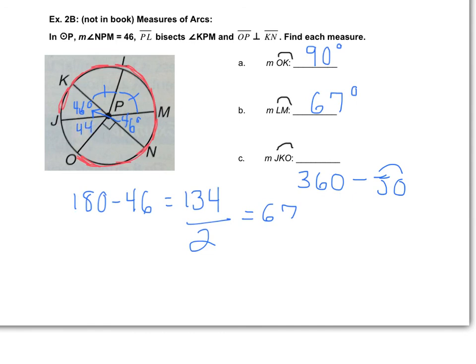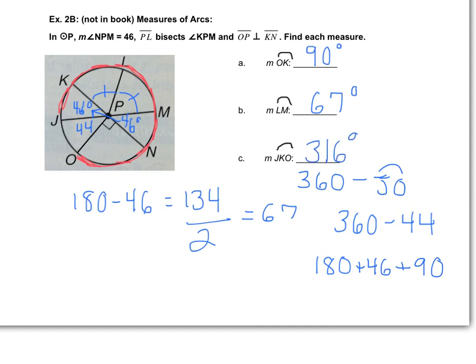So I like to think of finding the measure of JKO as taking 360 and then subtracting out the 44 degrees. Of course, you can always get there with 180. So J to M, 180, and then add in the 46 that you had before, and then add in the 90 that takes you from N all the way over to O. And either way, you're going to get 316 degrees.